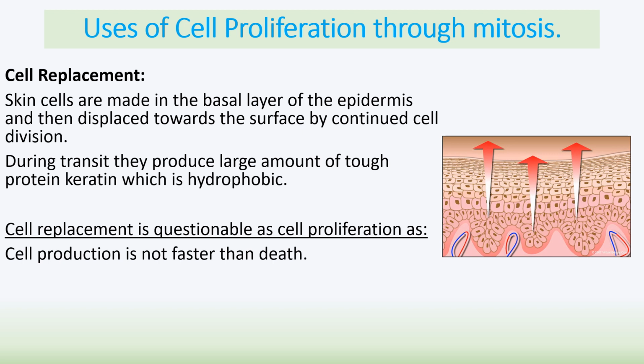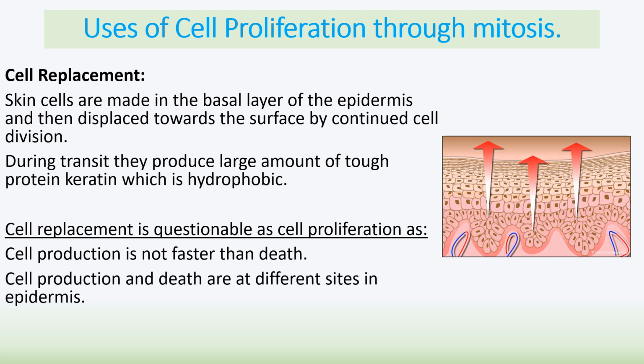So what we're saying here is that it is not necessarily proliferation, it is more likely to be replacement as a result. Okay, so production and death are at different sites in the body.